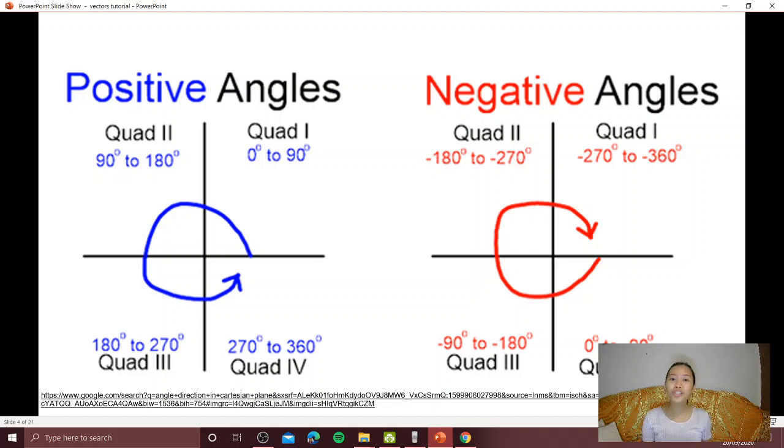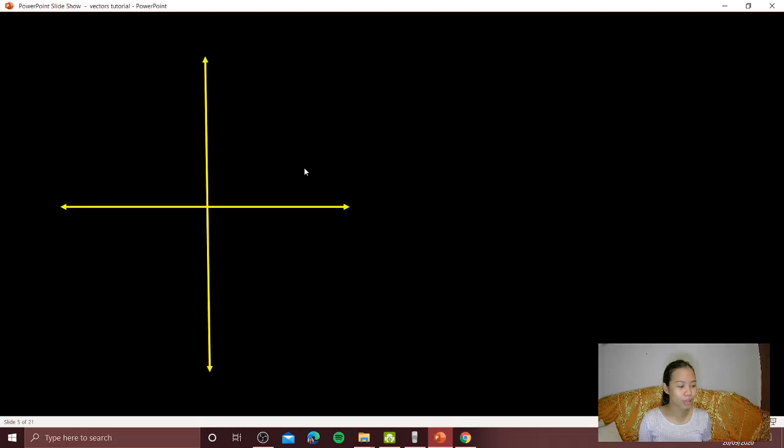So you will know that the direction of your angle is counterclockwise if the angle is positive. Next, you will know that your angle is negative because the arrow is following the clockwise direction. So later on, we're going to use those positive and negative angles so that you will understand. Okay, so let's move on.